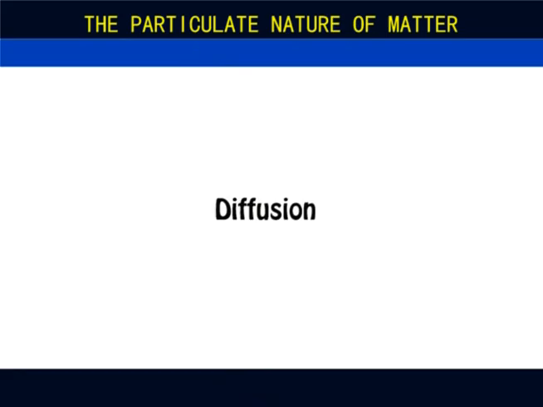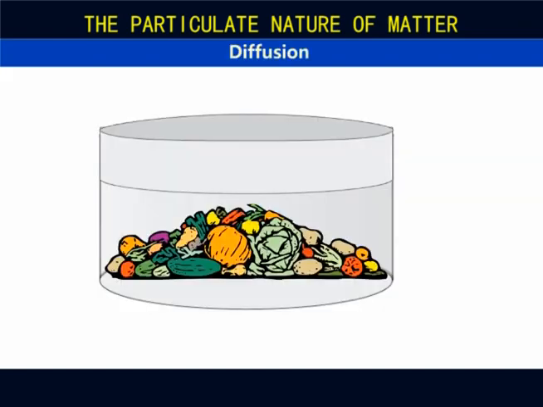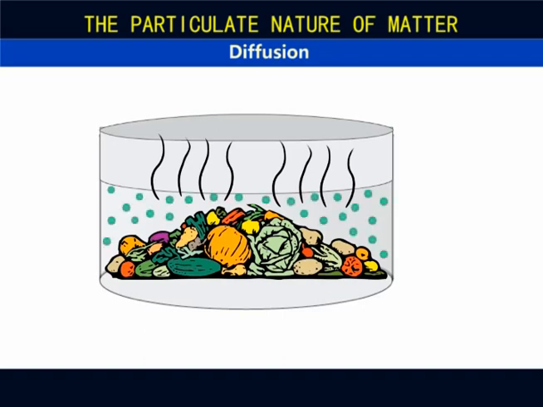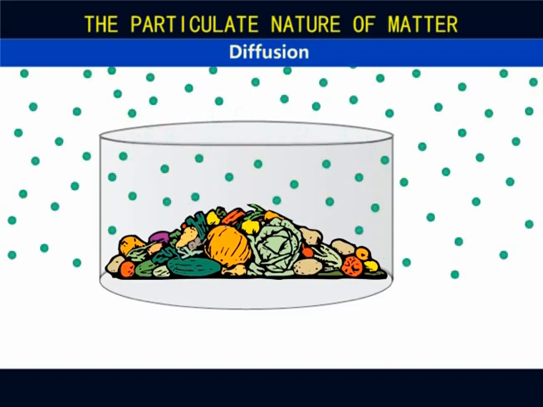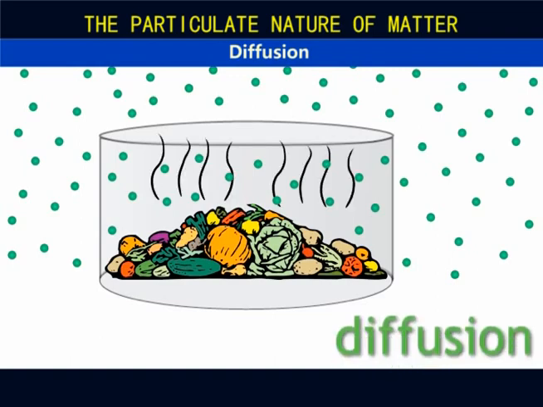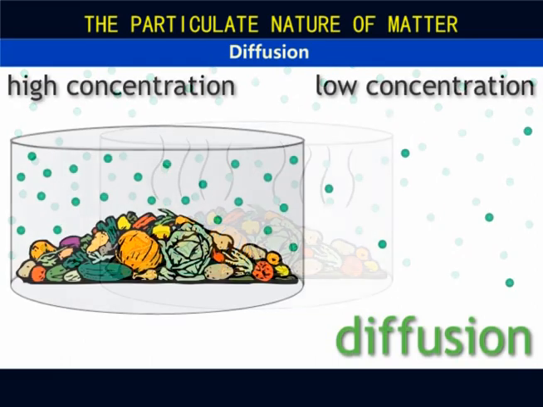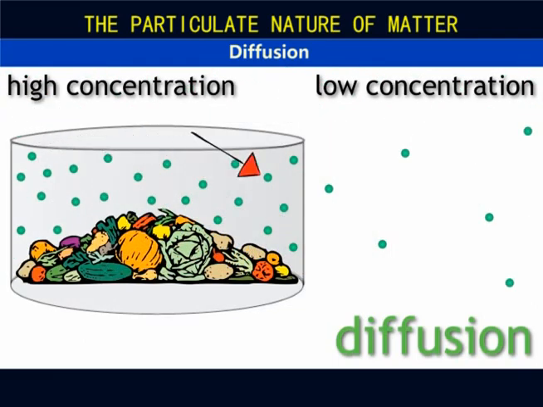Another process that proves the particulate nature of matter is diffusion. Consider a bunch of rotting vegetables placed in a sealed container. The smelly gases from the vegetables will fill the container but will not be felt outside. However, when the lid is removed, the particles move out and spread to the entire room and can be smelled all over. The process through which the particles spread is called diffusion. It is the random movement of particles from a region of high concentration to a region of low concentration.